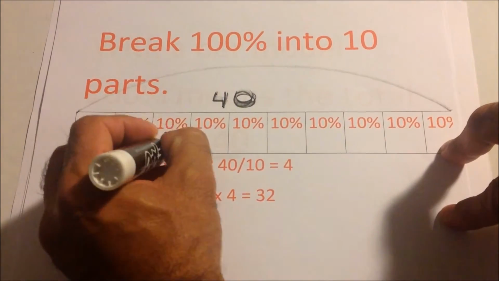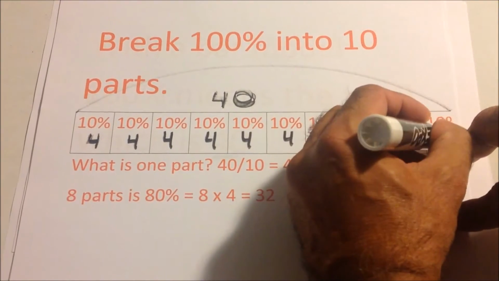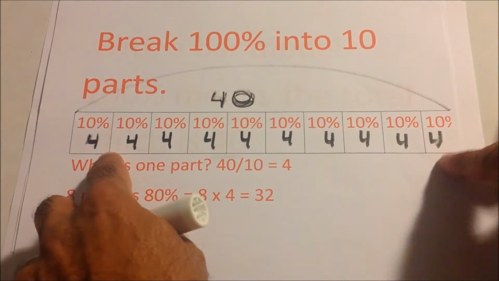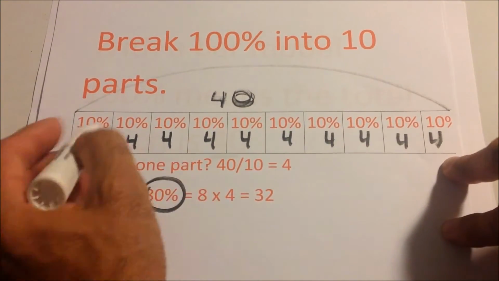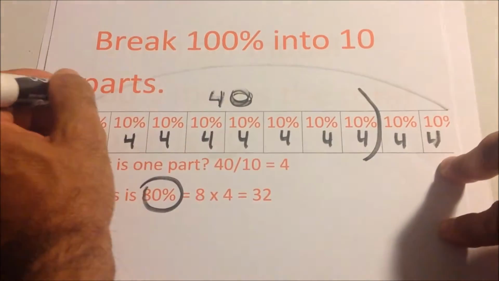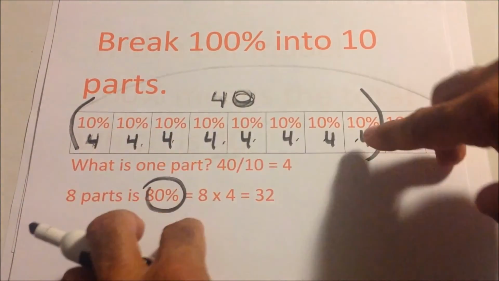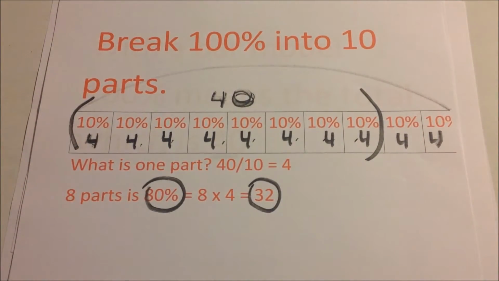So if every box is a 4, all the boxes are 4s, they total 40. And 80% will be 8 parts. So here's 80%. Let's just count. There's 1, 2, 3, 4, 5, 6, 7, 8. 8 times 4 is 32. So that's how we can do it with a bar model.